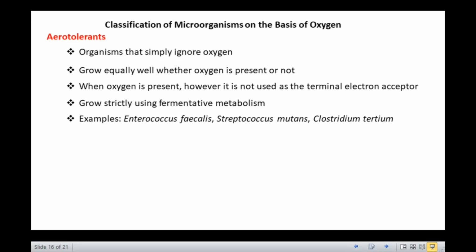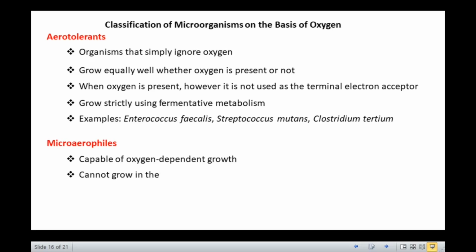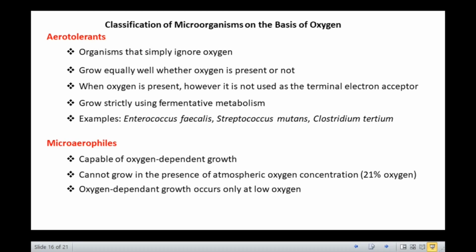The last class is that of microaerophiles. These are organisms that are capable of oxygen-dependent growth but cannot grow in the presence of a level of oxygen equivalent to that present in an air atmosphere, that is 21% oxygen. Oxygen-dependent growth occurs only at low oxygen levels. In addition to being able to respire with oxygen, some microaerophiles may be capable of respiring anaerobically with electron acceptors other than oxygen. Examples are Campylobacter jejuni and Helicobacter pylori.